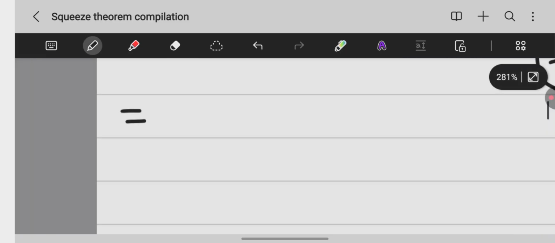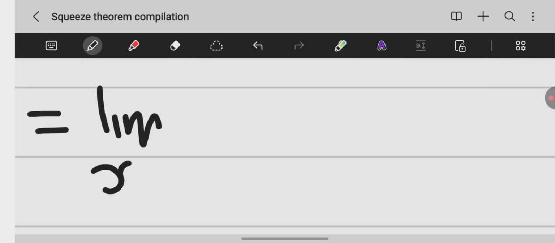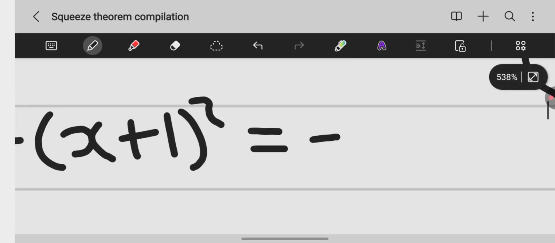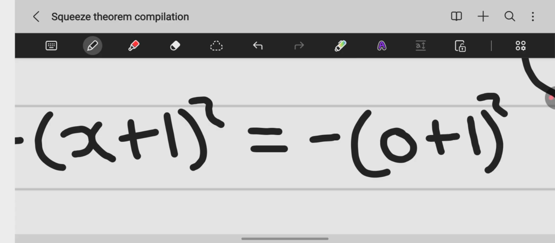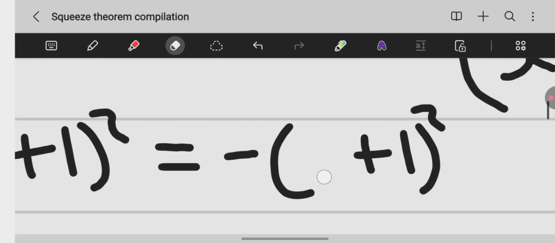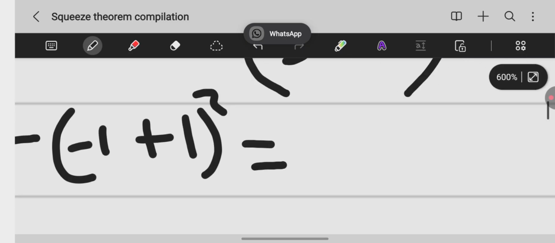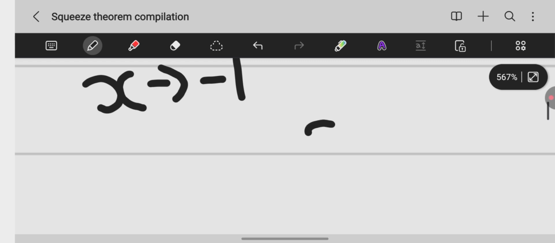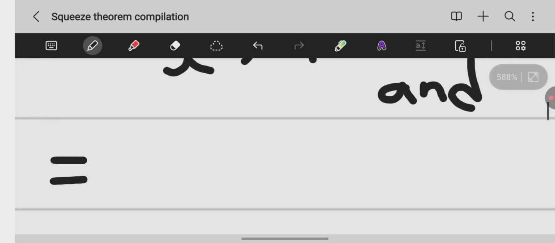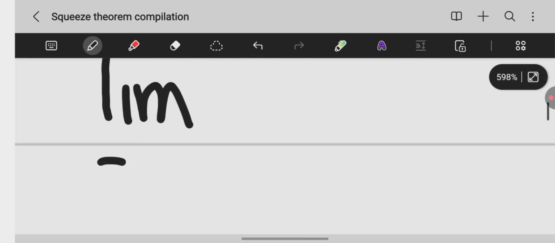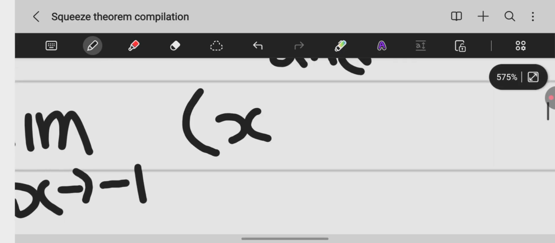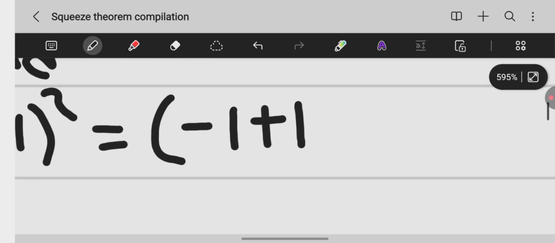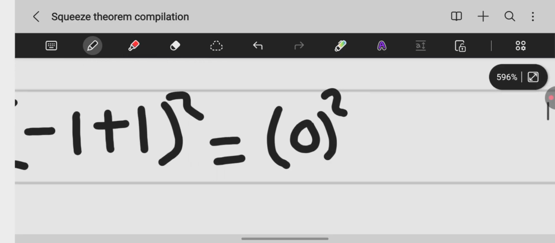Can I just check what the limit was? x approaches negative 1. So the limit as x approaches negative 1 of negative x plus 1 squared, at negative 1, is 0 squared, which is 0. And then doing the other one, the limit as x approaches negative 1 of x plus 1 squared, negative 1 plus 1 squared, that would be 0 squared, and that's basically 0.